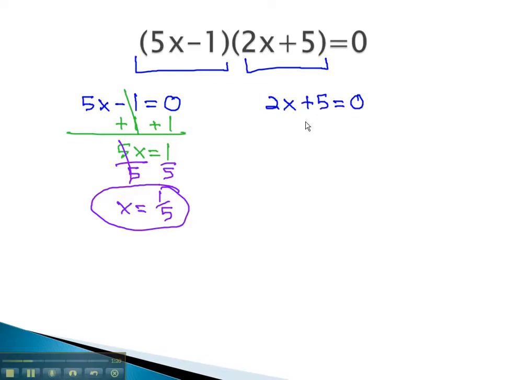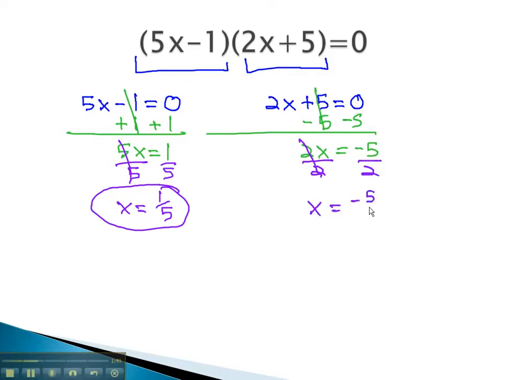Similarly, we can solve the second factor by subtracting 5 from both sides. This gives us 2x equals -5. Finally, dividing both sides by 2, we find out x could be the fraction -5/2. This means when x is -5/2, the second factor equals 0, and 0 times the first will always be 0.